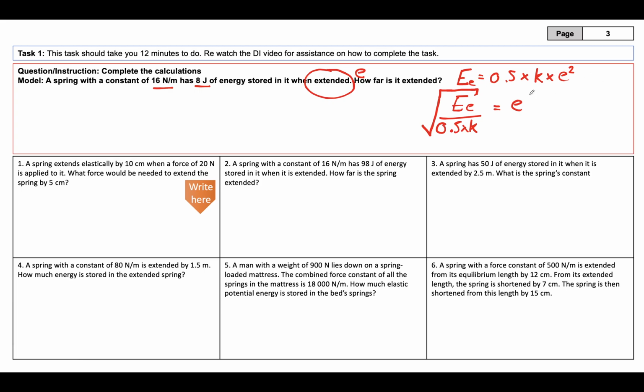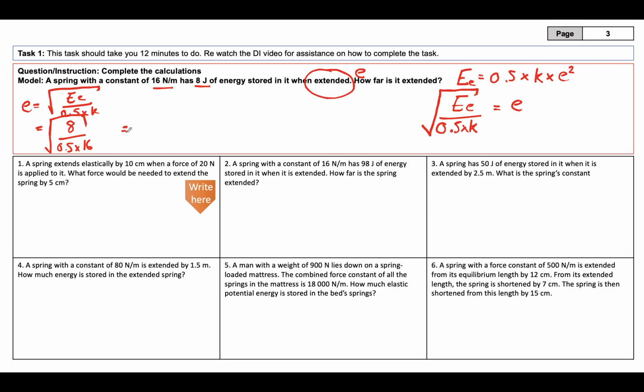So we're going to be using this equation that we've just rearranged. So I will write my equation first every time, even though it's written over here. I'm going to write it again. So energy stored over 0.5 times K. We'll substitute in. So the energy stored was 8 joules. That's divided by 0.5 times the spring constant, which was 16. And that's all square rooted.